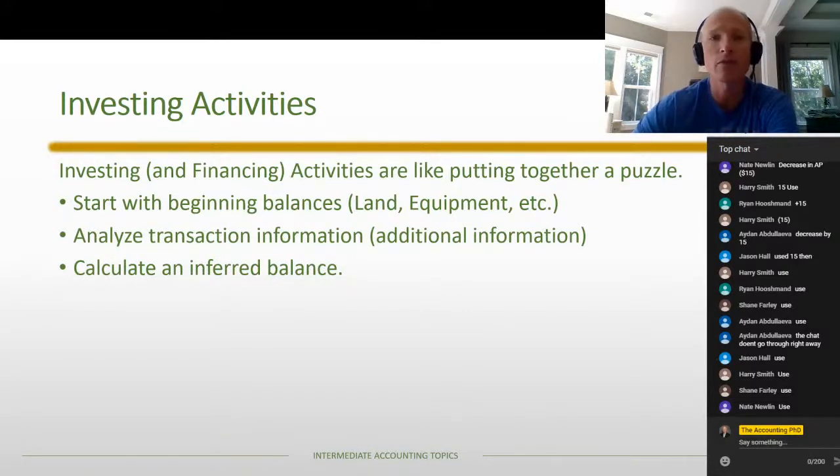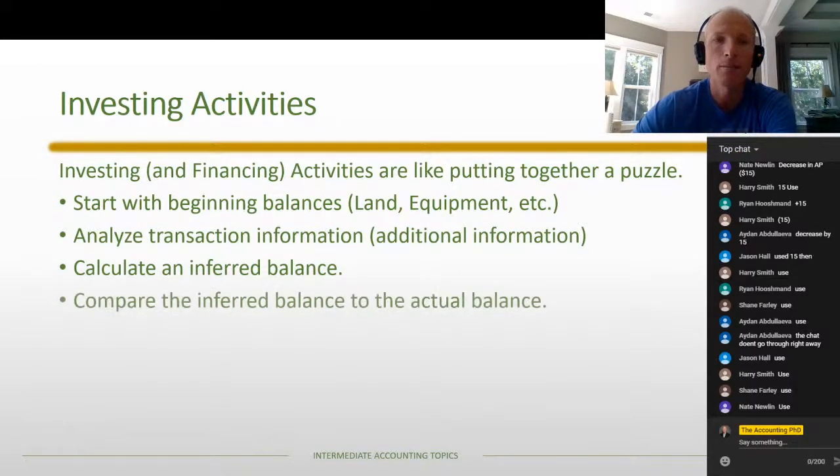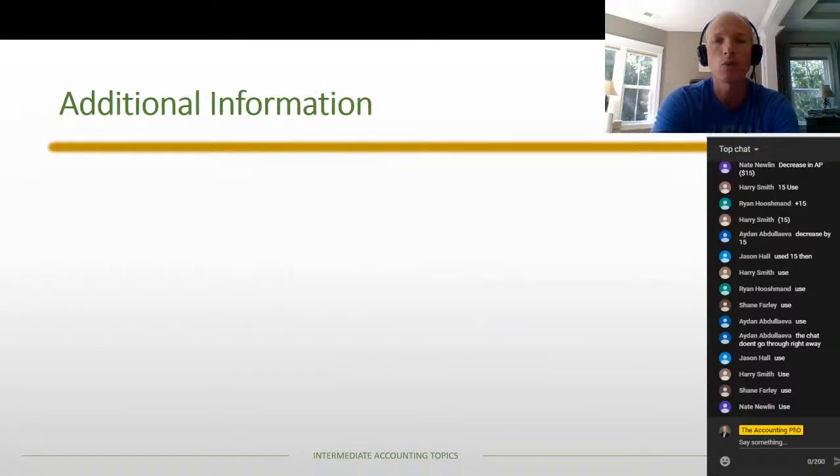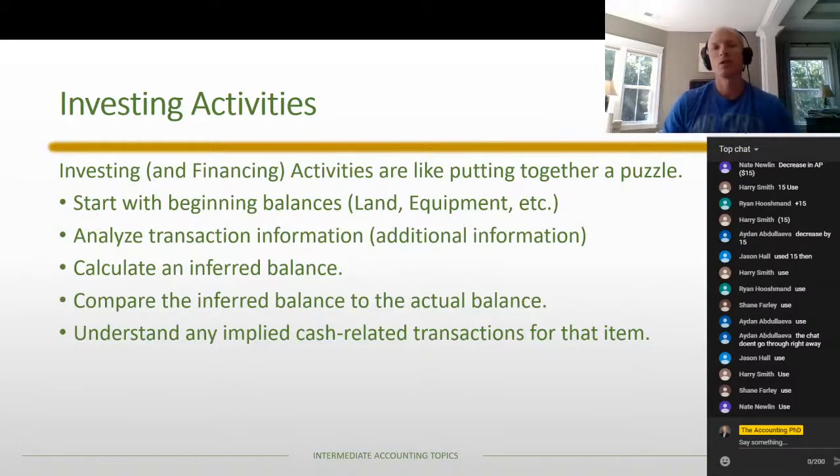In other words, if that information captures everything, then the balance should be whatever you calculate. But nearly always that's not going to be the case. And so you compare the inferred balance to the actual balance, and then you can understand any cash-related transactions that are implied from that. So one way we're doing this puzzle is you look at, let's say, land. I was going to start with that as an example. And you say, okay, I have a beginning balance, I have an ending balance. There are certain items that are explicitly disclosed.